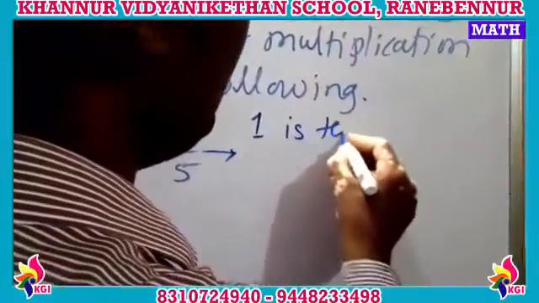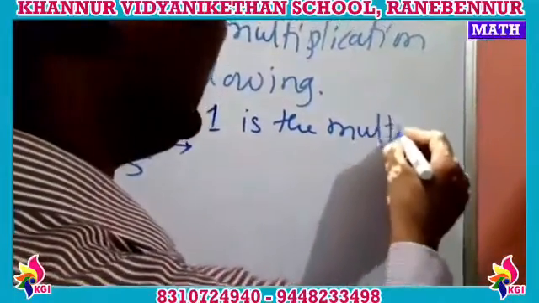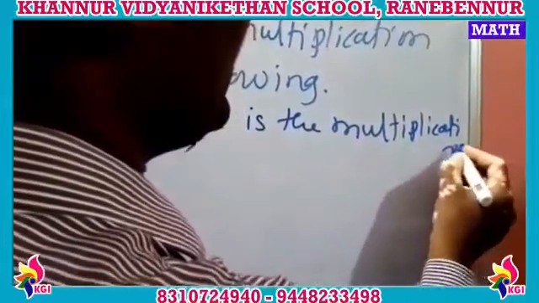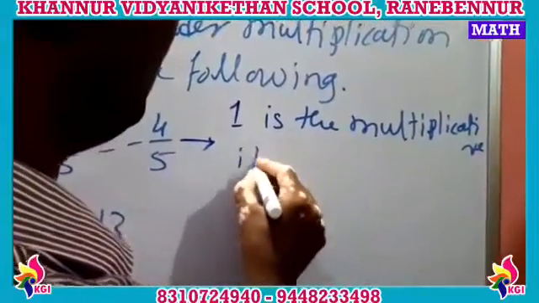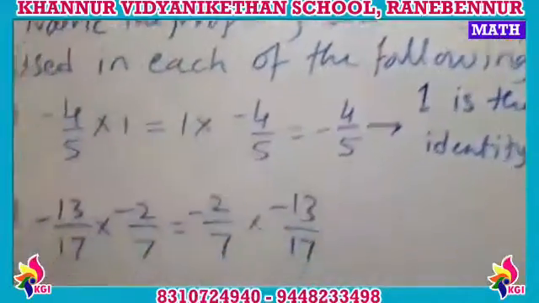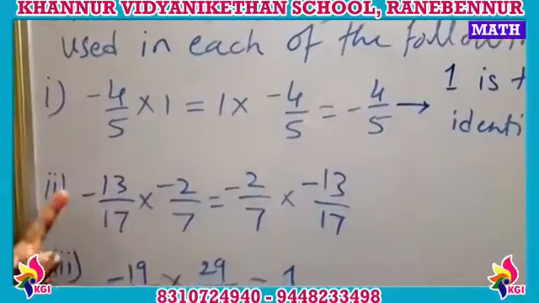1 is the multiplicative identity. Okay, the first one is clear. Like that we go for the second one.